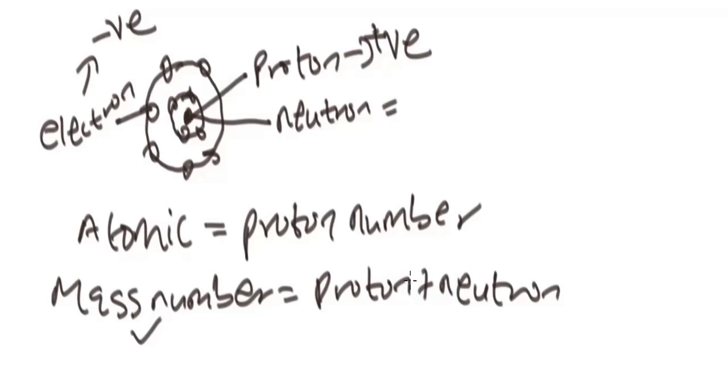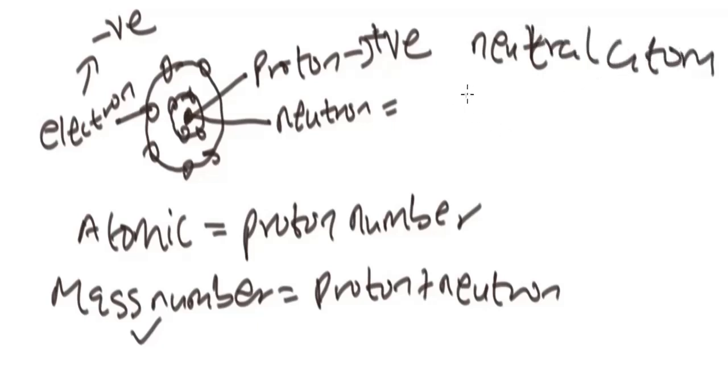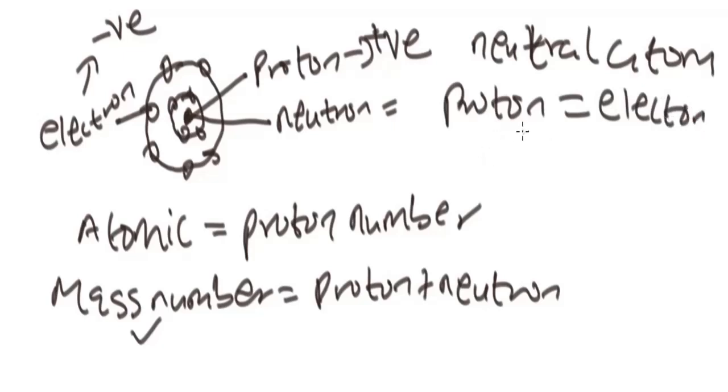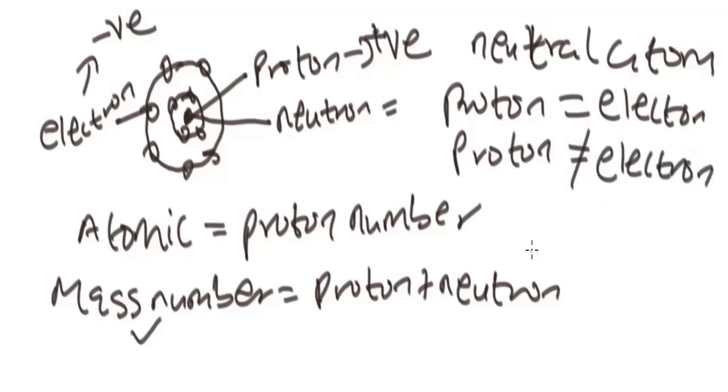Right? So having known this, let's solve some basic problems on atomic structure. Now note again that in a neutral atom, number of proton equals number of electron, whereas in a non-neutral atom, the number of proton is not equal to the number of electron. Alright, so let's look at a basic problem of this so that we can understand it better.